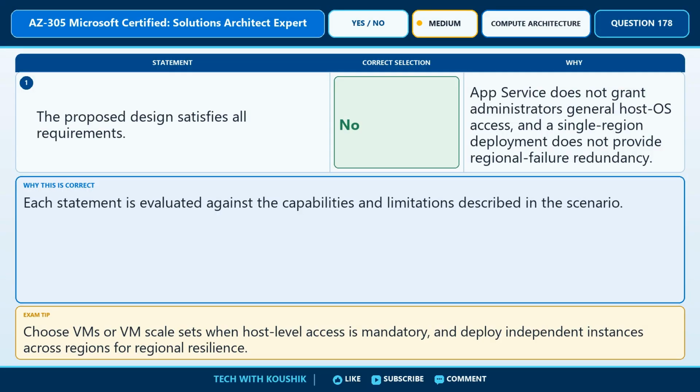Statement 1 should be marked no. App Service does not grant administrators general host OS access, and a single region deployment does not provide regional failure redundancy. Keep this examination point in mind. Choose virtual machines or VM scale sets when host-level access is mandatory and deploy independent instances across regions for regional resilience.